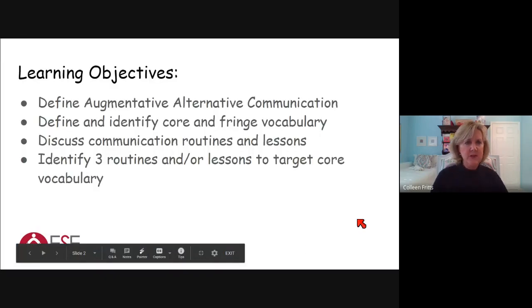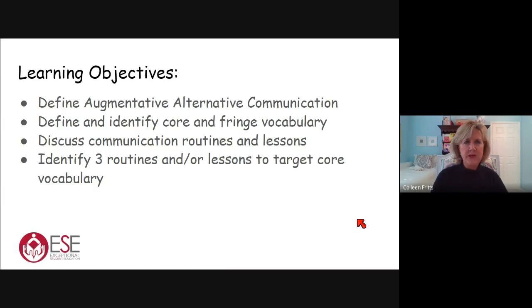So today we have some learning objectives. One, I want to make sure we know the definition of augmentative alternative communication, and we usually say AAC. We're also going to define and identify core and fringe vocabulary. We will discuss what communication routines and lessons may be happening in your classroom, and we'll identify 3 routines or lessons to target core vocabulary.